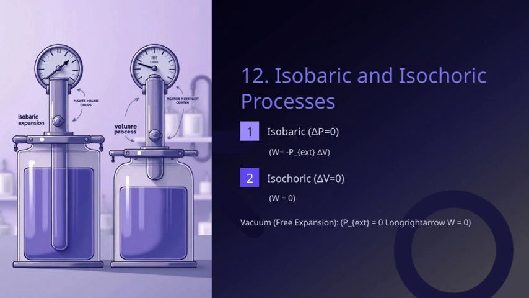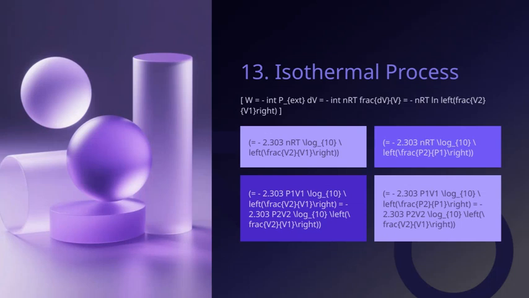Now, let's look at the key equations that describe the work done during an isothermal process. First, we see that the work W can be expressed in terms of pressure and volume changes, involving logarithms of the ratios of the final and initial states. Specifically, W equals negative P1 times V1 times the log base 10 of the ratio V2 over V1, which is equivalent to negative P2 times V2 times the same log ratio.